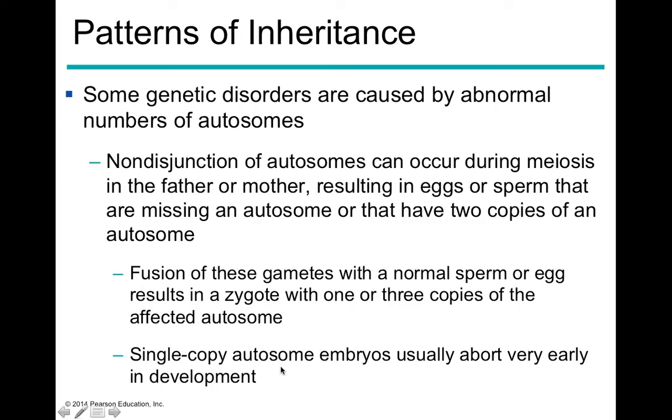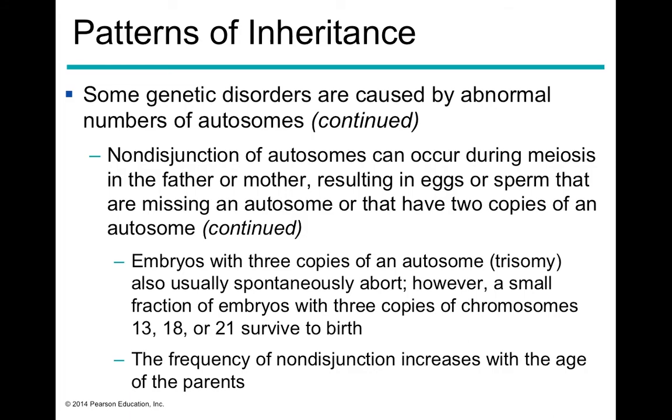These are not viable. So a fusion of these gametes with a normal sperm or egg is going to end up in a zygote with either 1 copy or 3 copies of the affected autosome. Again, the 1 copy, they're not going to survive. In fact, most of the 3 copies are also not going to survive. Most of the embryos with 3 copies of an autosome are also going to spontaneously abort.